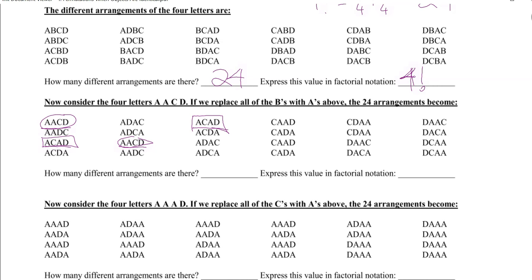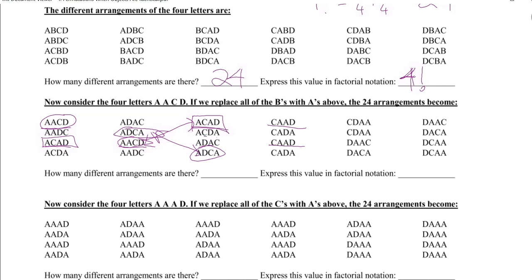So those two are the same. Those two are the same. ADCA. ADCA. So how many different arrangements are there now? There were 24 different, and now what? How many different arrangements? 12?